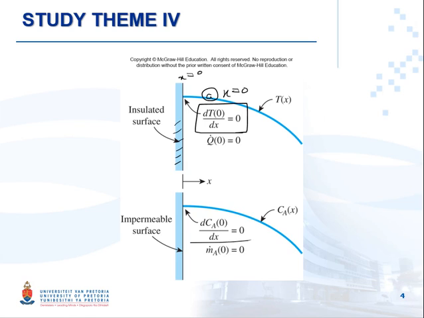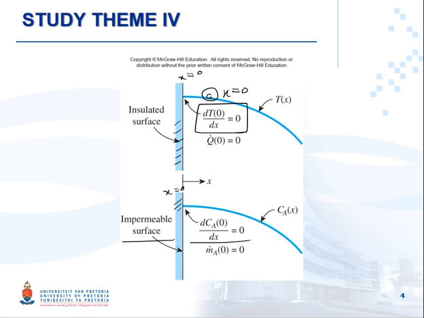So the gradient of concentration at x equal to 0 is equal to 0 if the surface is impermeable. It has the same meaning as insulated, but there is another word because it means that no mass can be transferred from one side to another side. It's not about no heat going from one side to another side.